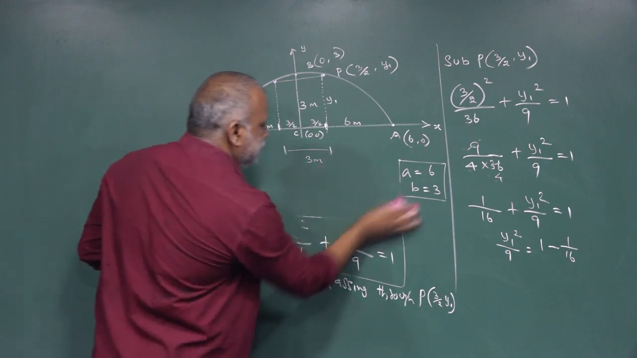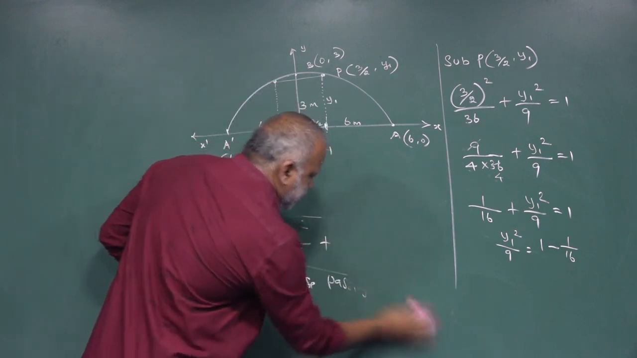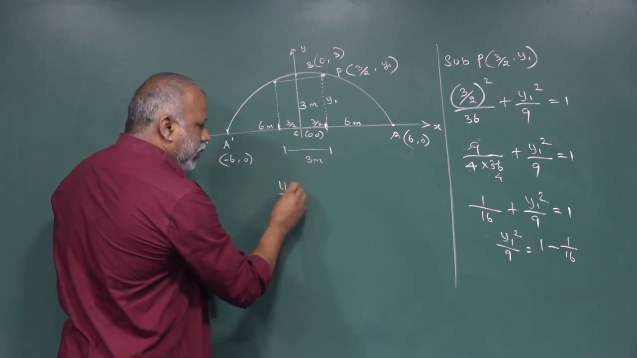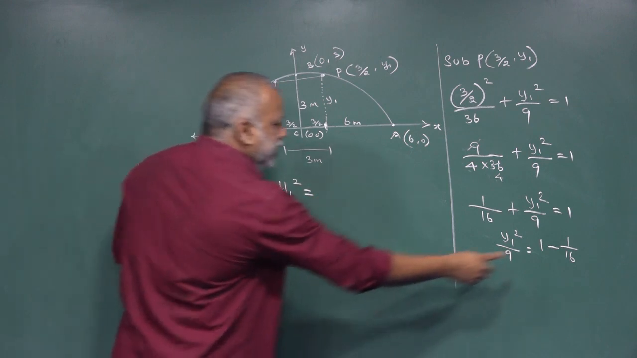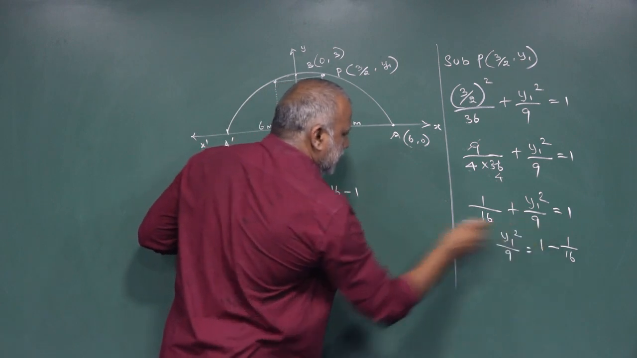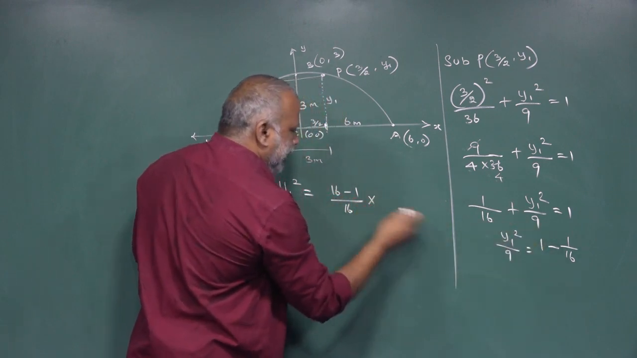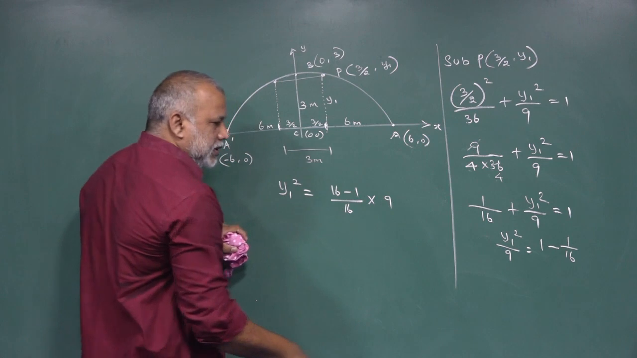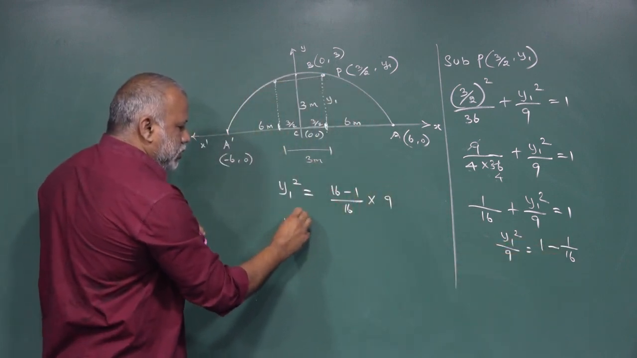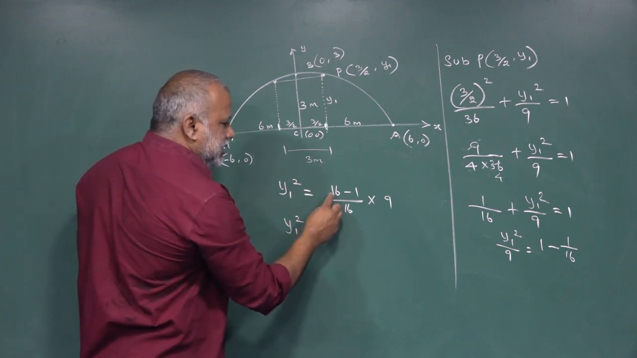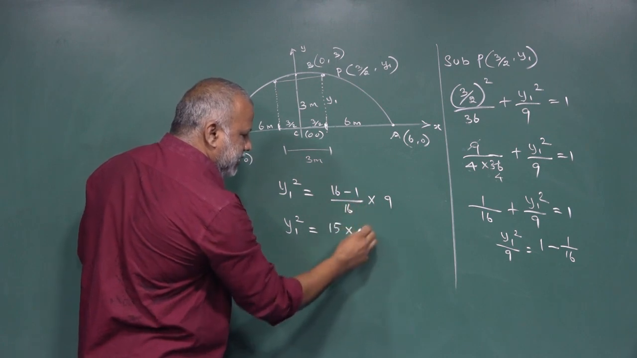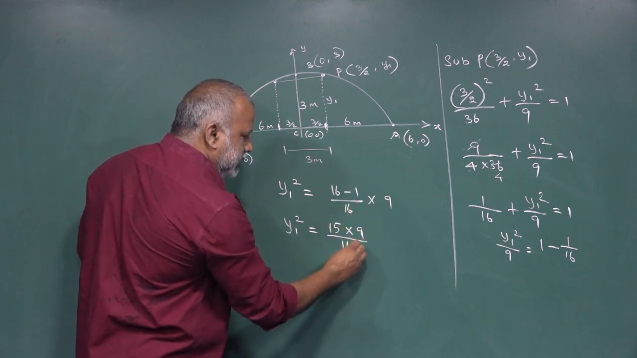See this one. Once again, we are going to simplify the given data. So now we need y1 squared. So y1 squared equal to, take LCM here, 16 minus 1 divided by 16. Again this 9 is cross multiplying here. So y1 squared is equal to 16 minus 1, we can get 15, multiplication with 9 divided by 16.